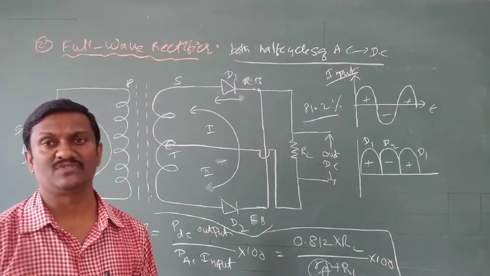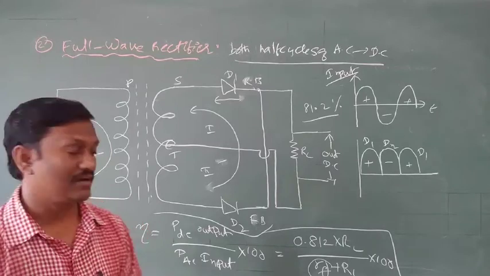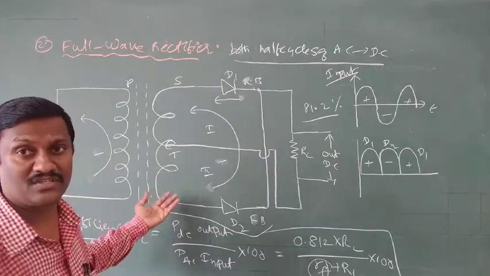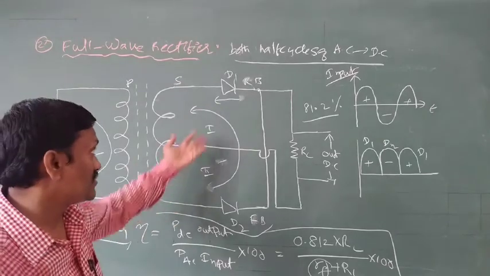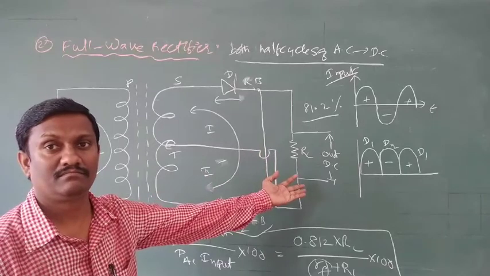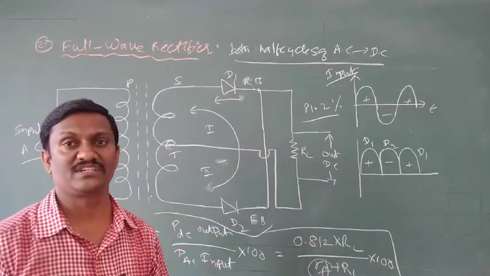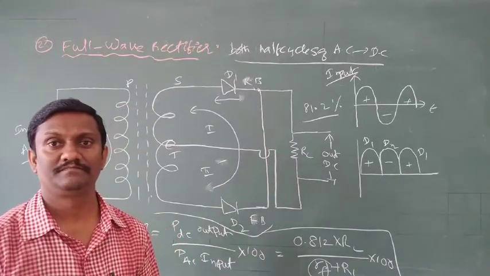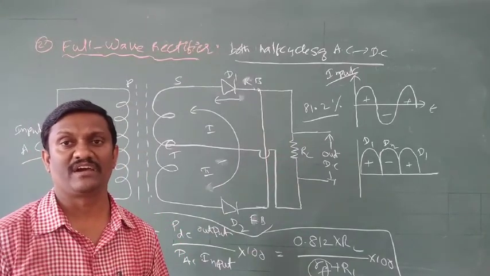Why? Because some losses are there: transformer core losses, losses due to the resistance of the coils, losses due to the resistance of the diode, and losses due to load resistance. So because of these losses, the maximum efficiency is 81.2%. So that is about the full wave rectifier.